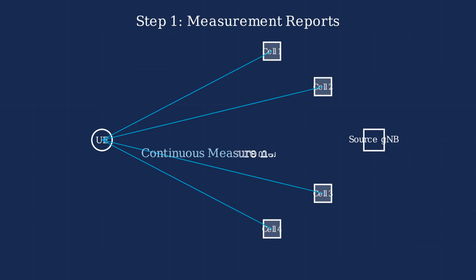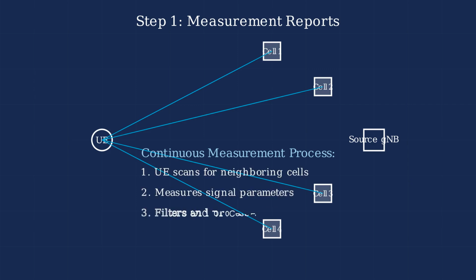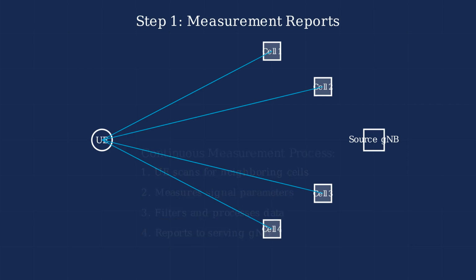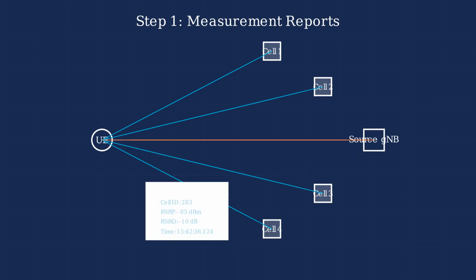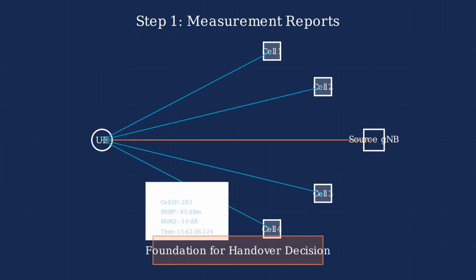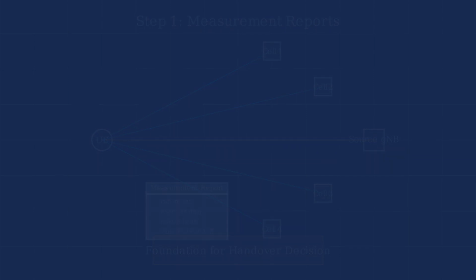This is a 4-step process: scanning for neighboring cells, measuring signal parameters, filtering the data, and reporting to the serving GNB. The UE then compiles this information into measurement reports that are sent to the source GNB. These measurement reports are the foundation for the handover decision, providing essential data about network conditions that will determine if and when a handover is necessary. The quality and timeliness of these reports directly impact the efficiency of the handover process.